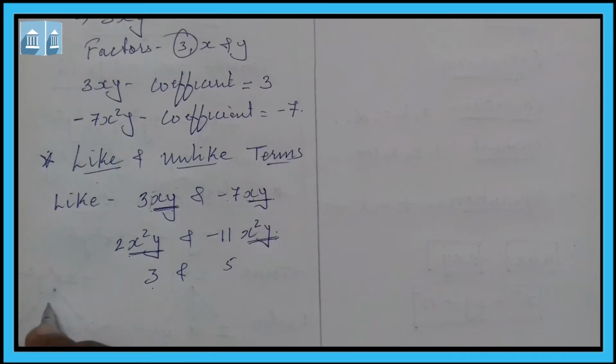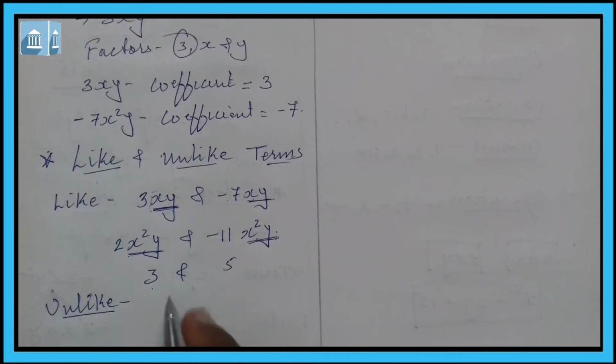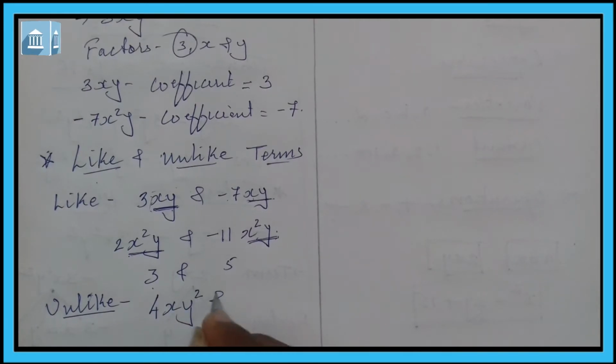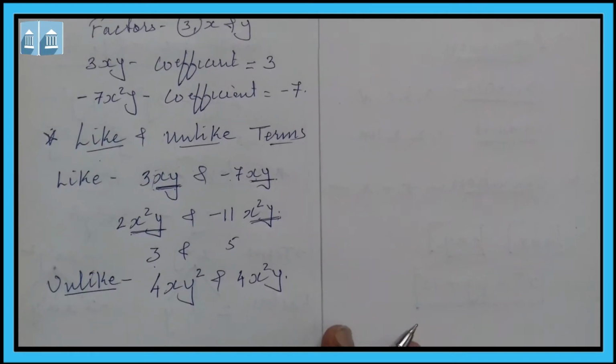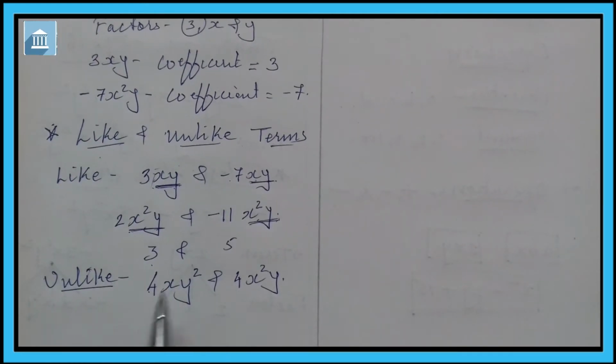Now unlike terms. Unlike terms means those terms which do not have the same variables. Suppose I am writing 4xy square and 4x square y. Here 4 is there, but the variables are not the same. Here it is x y square, here it is x square y. So it is an unlike term.